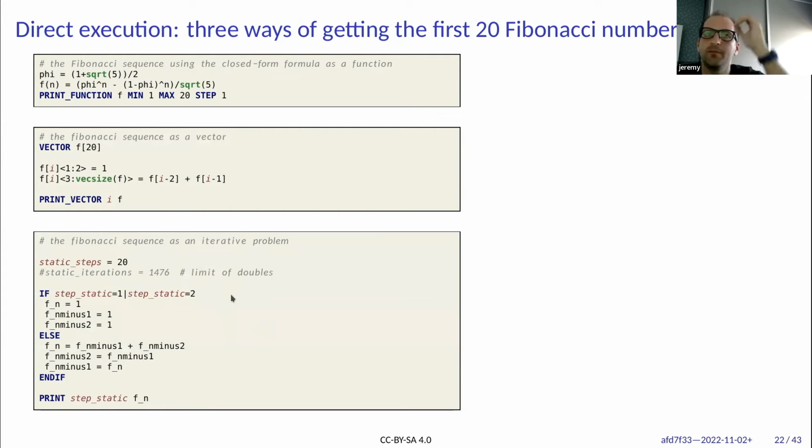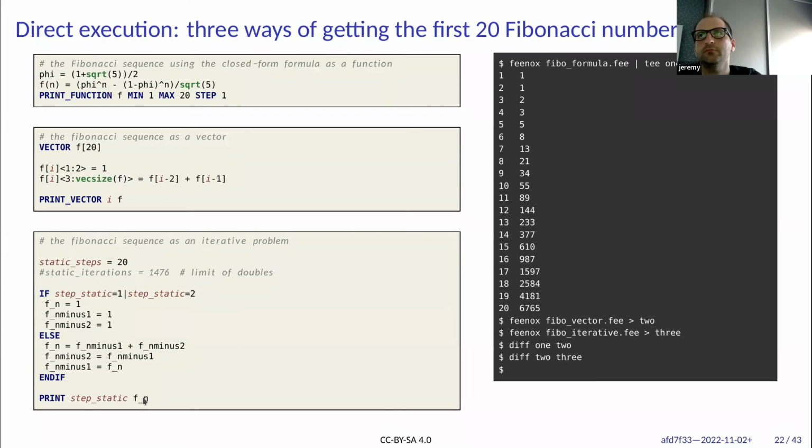And as an iterative problem, in this case we ask FeenoX to do some static steps, so 20 steps. If the step is equal to 1 or 2, we initialize these three scalar variables to 1, and for the rest of the steps we update fn to the sum of these two, and then we do like a ladder, and then we print the step and fn. So we execute FeenoX with this input file, and we just see the output.